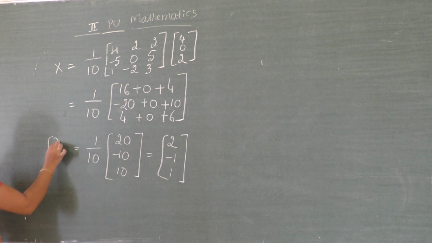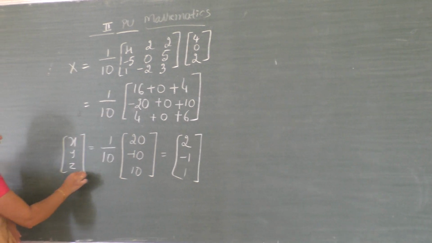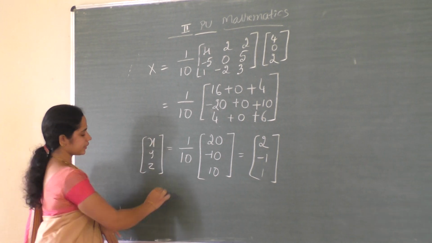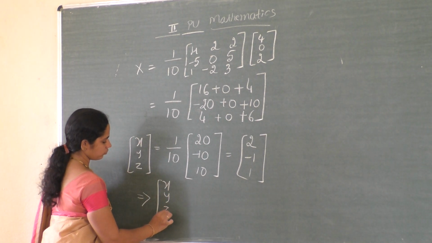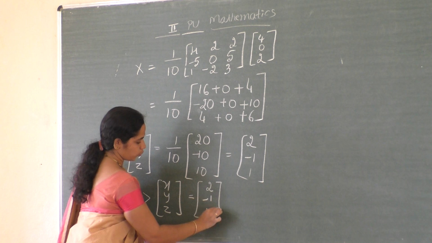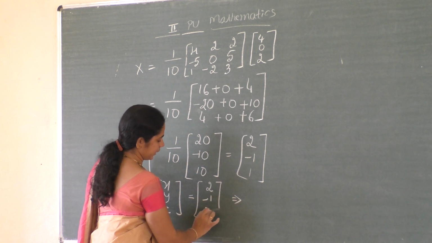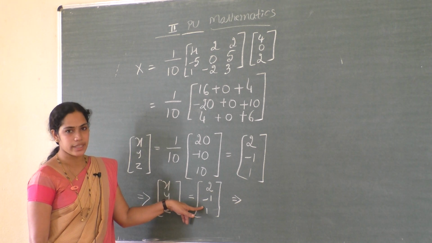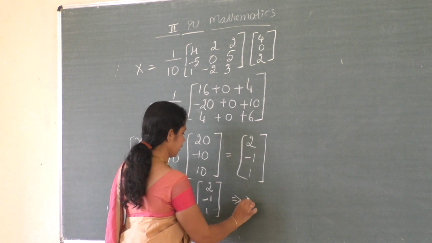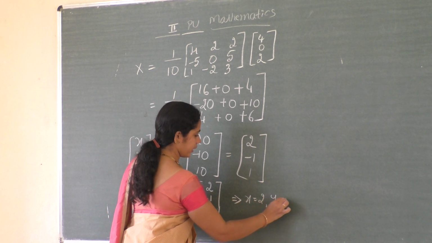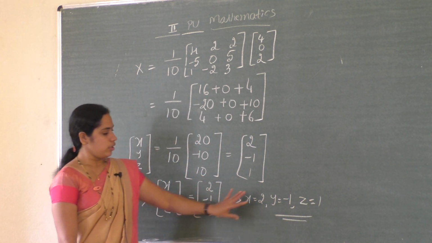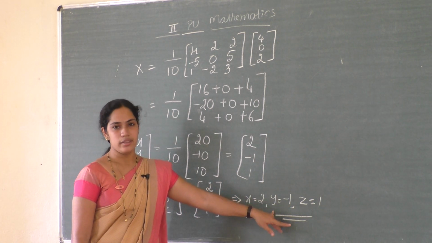X means unknowns, X, Y, Z. Here x, y, z equal to 2, minus 1, 1. Now this implies that the two matrices are equal, therefore their corresponding elements are equal. So x is equal to 2, y equal to minus 1 and z is equal to 1. These are the x, y and z values.